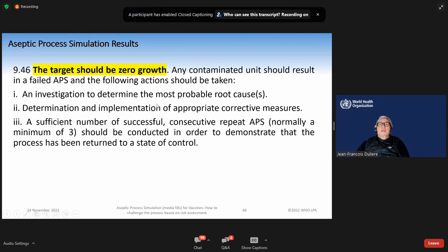You need to carry out an investigation, determine the root cause, and implement appropriate corrective measures. A sufficient number of successful consecutive repeat APS, they said minimum of 3, should be conducted in order to demonstrate that the process has been returned to a state of control.